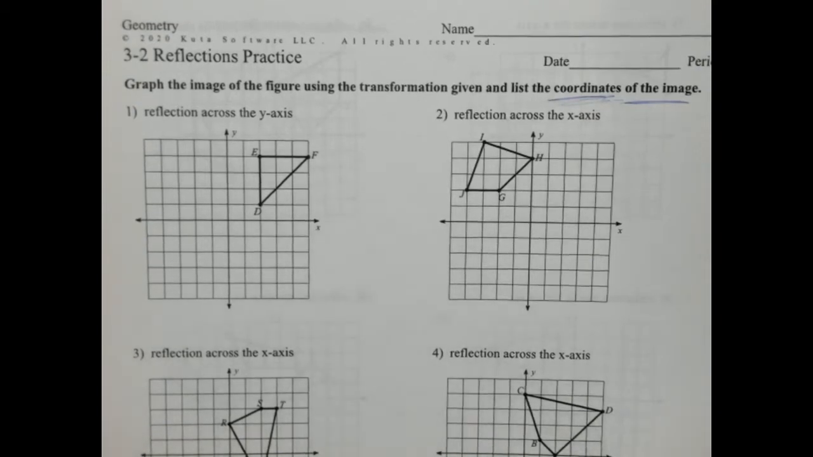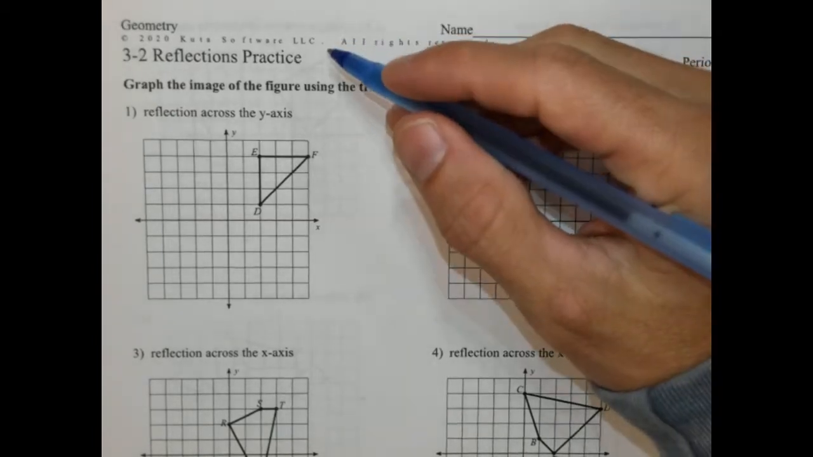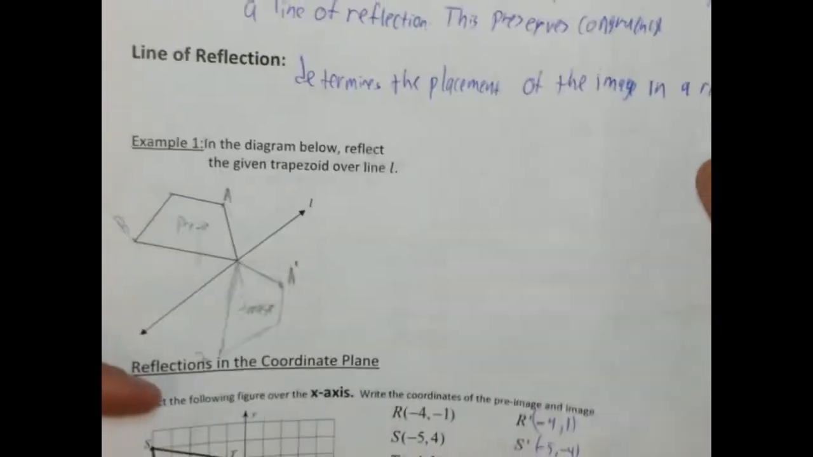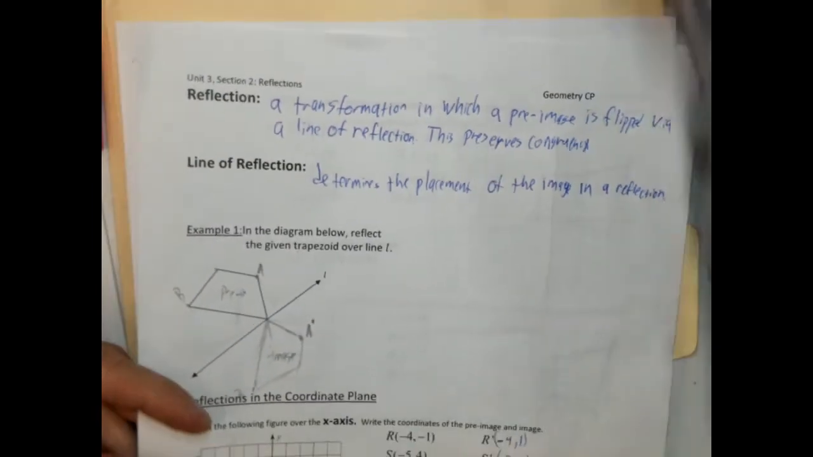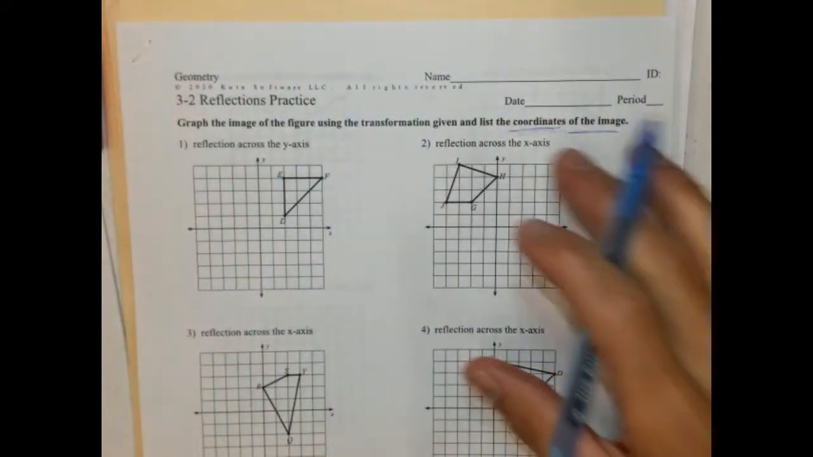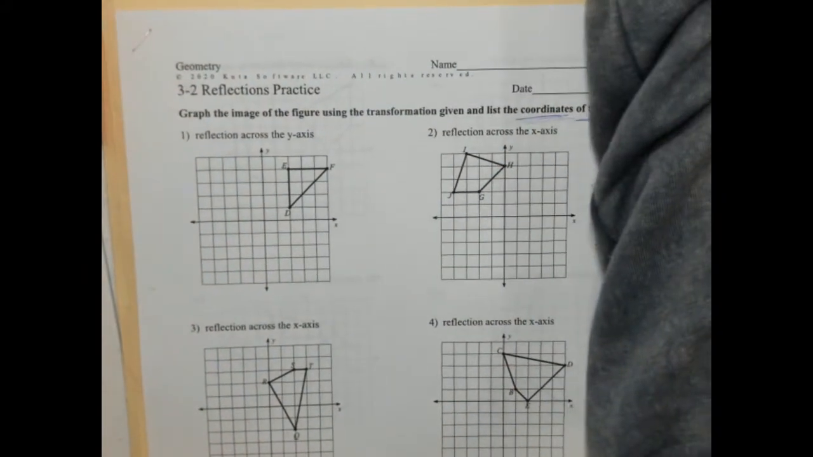Hey everybody, today we're going to be going over the homework assignment for section 3-2, which is all about reflections. I'd recommend, if you're doing this assignment, that you have your reflection notes on standby so you can access them. Makes it a lot easier. So yeah, here we go. We're going to do the odds together.